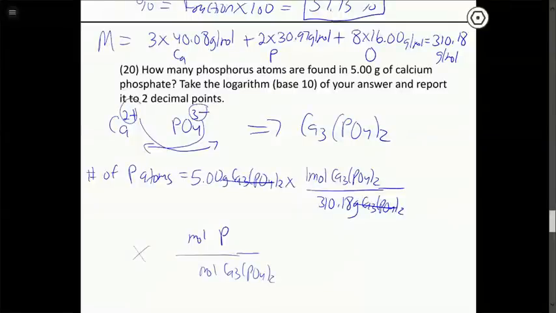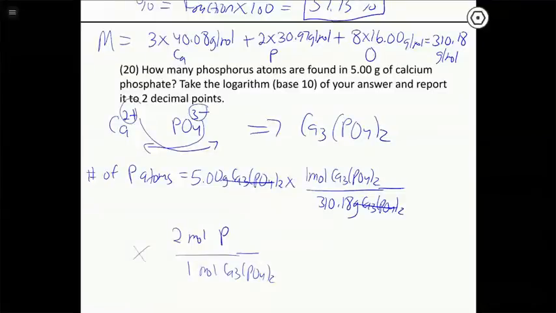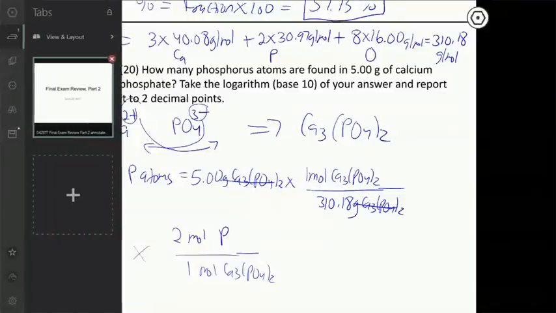Alright, so each formula unit of calcium phosphate has two phosphoruses in it, as we said. So there's going to be 2 moles of phosphorus for every mole of calcium phosphate that we have. Remember that these subscripts in the chemical formula tell you the relative ratios of each element in the compound. So there's going to be 2 moles of phosphorus per mole of calcium phosphate. That's an important step that we can't forget.